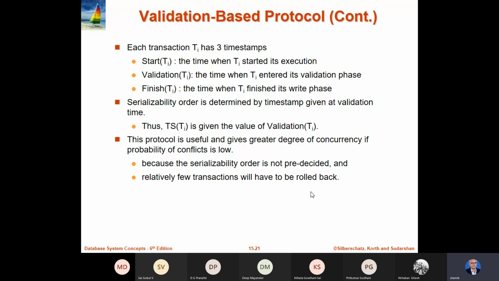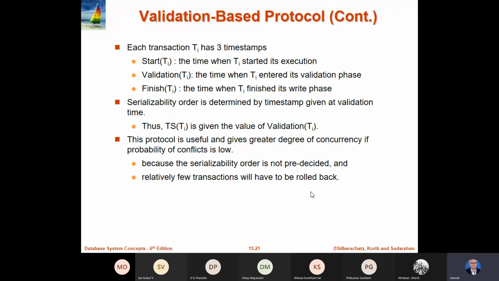Validation TI, the time when TI entered its validation phase, and finish TI, the time when TI finished its write phase. And serializability, as I said, order is determined by timestamp given at validation time. That means the serializability order is the order of the validation TIs for the various transactions. So this protocol is useful and gives greater degree of concurrency.